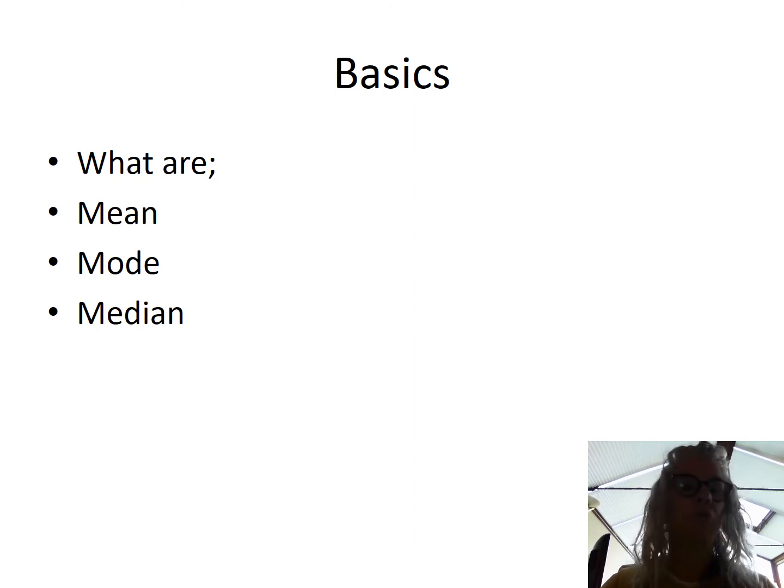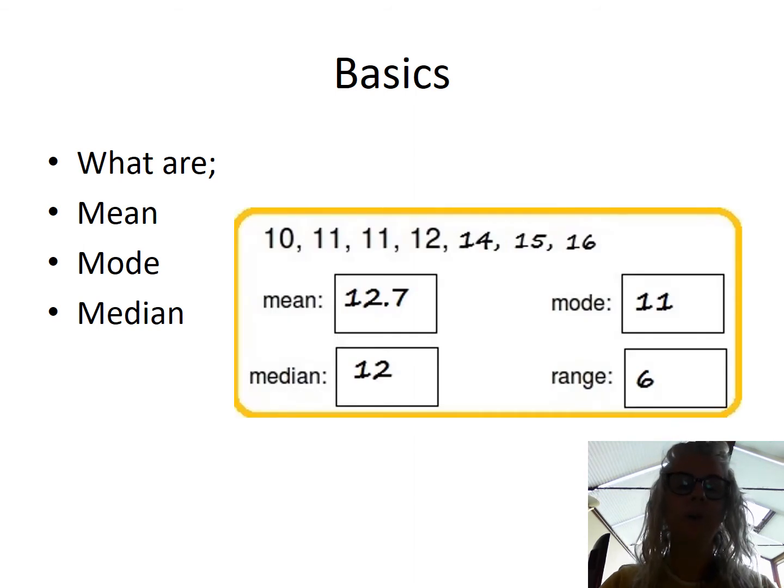So here's an example, a nice little one, 10, 11, 11, 12, 14, 15, 16. The mean, remember with means, you can have decimal places even if you are talking about whole organisms. You can't have half a person, but you can have 0.5 of a person in a mean. So the median, the mode, the range there, we're going to talk a bit more about range as well.